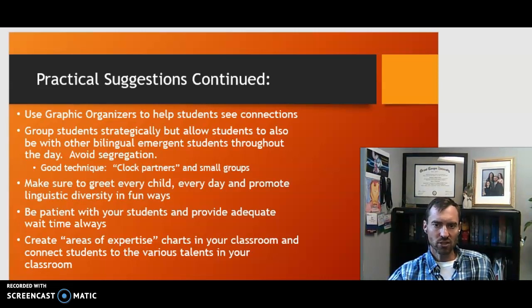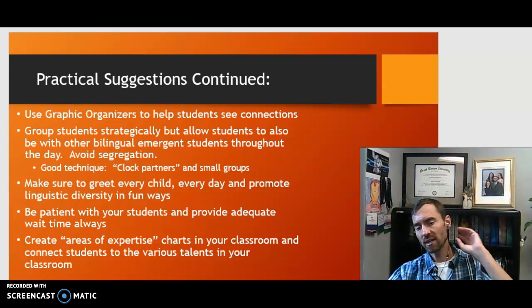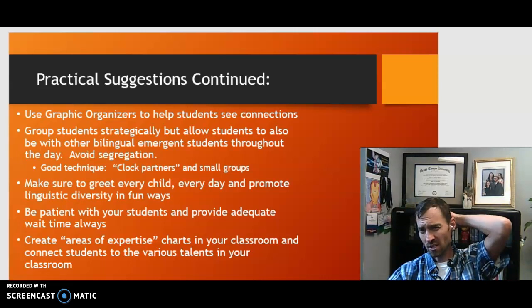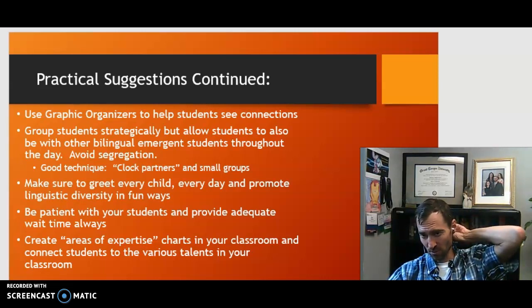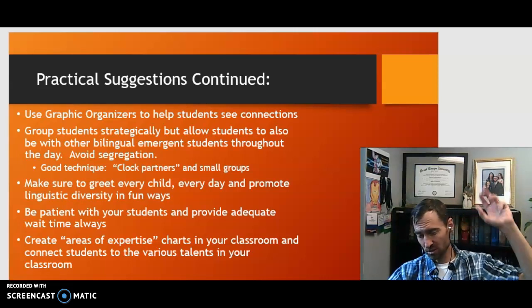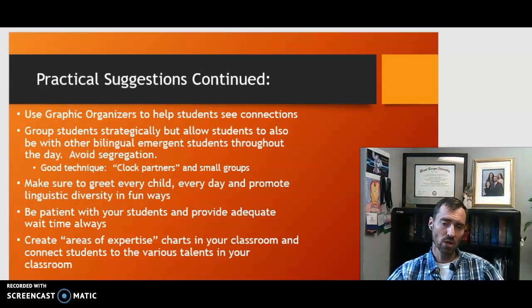The more you can be patient, provide adequate wait time, that's great. That's a benefit for everybody. And then the concept I really like is area of expertise charts. They used to be called yellow pages because people kind of liked that metaphor of yellow pages, and they usually used a big piece of yellow. Here's what the concept is. So imagine you're teaching kindergarten and you have a kid come up to you and say, can you tie my shoe? They're going to do that.